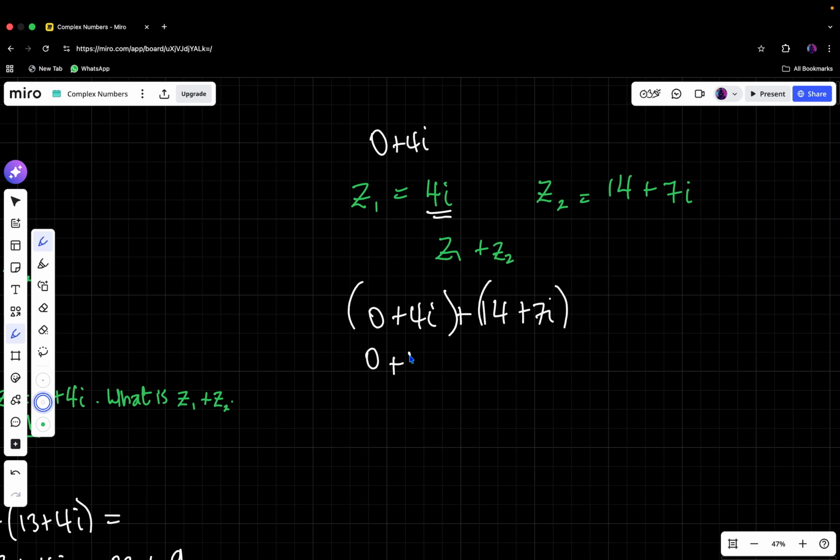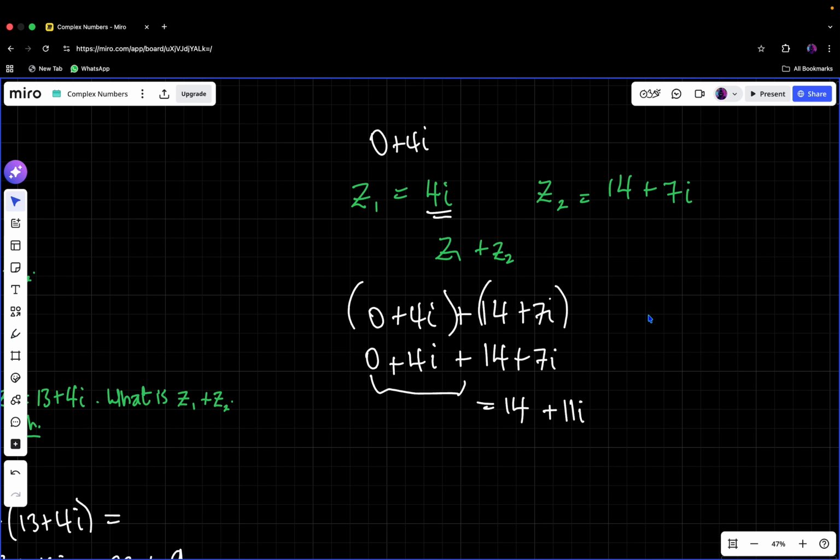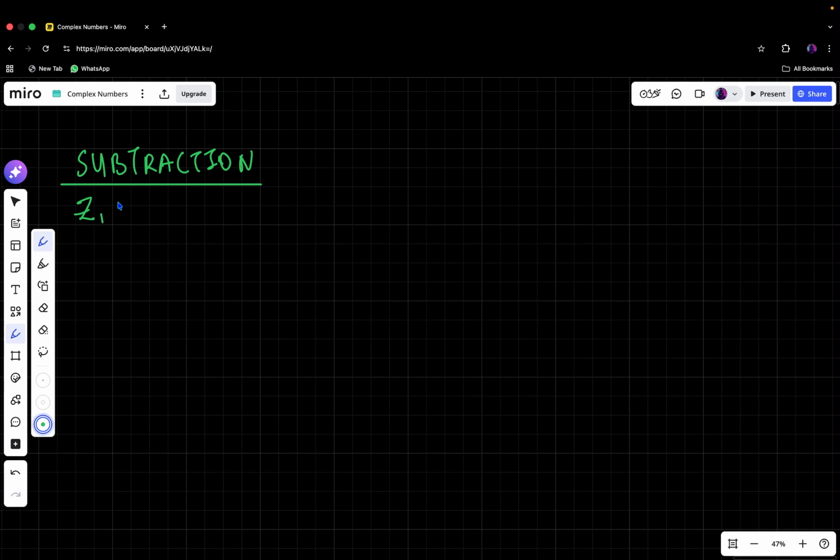Okay, let's clear out the brackets first. The brackets will simply be cleared like this, and then this will be equal to 0 plus 14, which is still 14, and then 4i plus 7i, which is simply 11i. So that is that on addition of complex numbers. Let's say they give you z1 is equal to 10 plus 3i, and z2 is equal to 7 plus 2i. Find z1 minus z2.